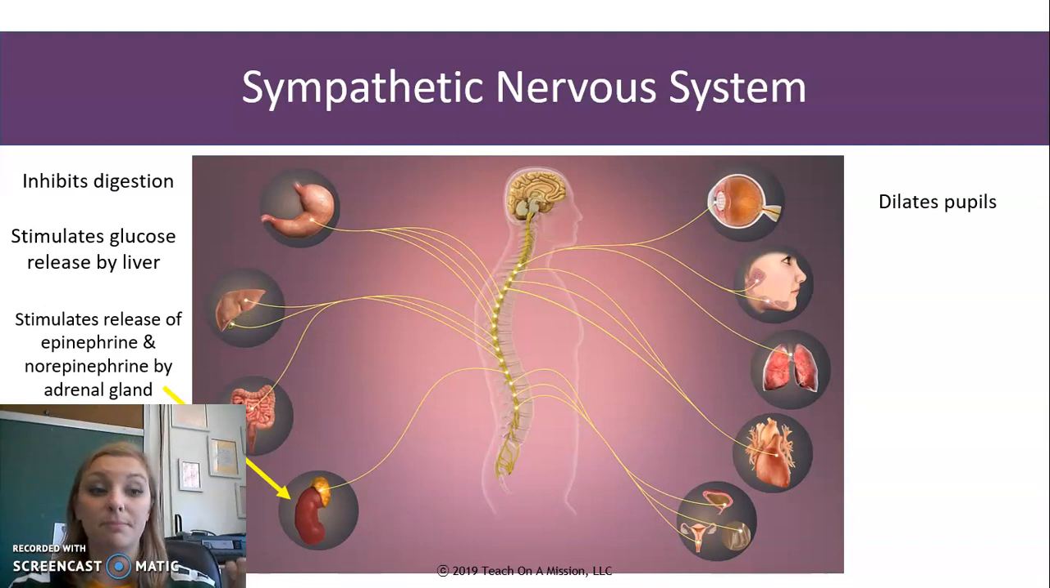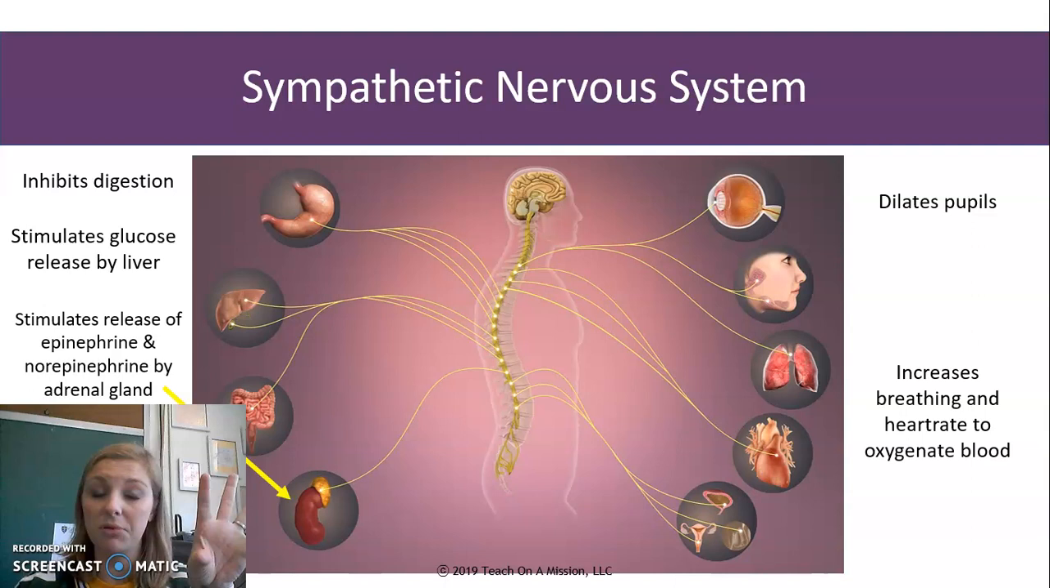Our pupils dilate, so they get really big because we want to be able to see more of what is going on. And we also have increased breathing. So our breathing goes up. We start to breathe really fast. Our heart rate gets really fast because we are trying to oxygenate our blood so that we can quickly act in any situation.